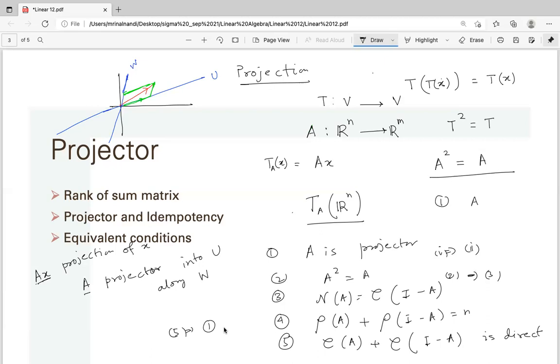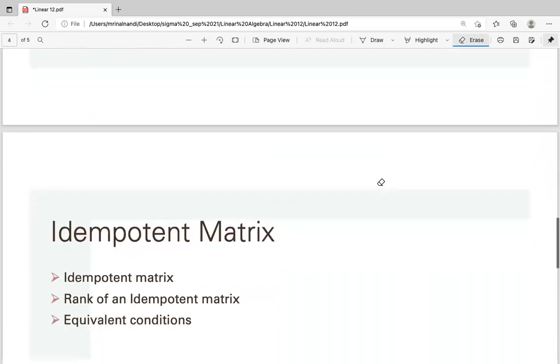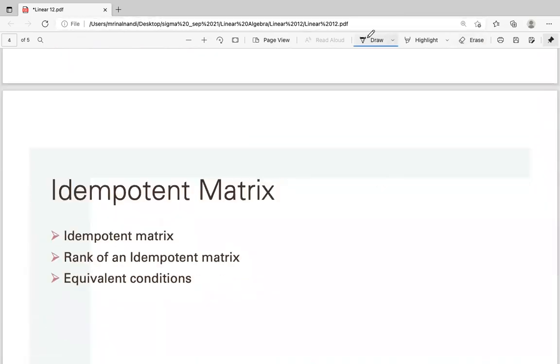If you want to prove A is a projector, then you have to find into what and along what. And that is into the column space of A, along the column space of I minus A. So this equivalent condition is very important, and the projector is a very useful concept in matrices and linear transformations.